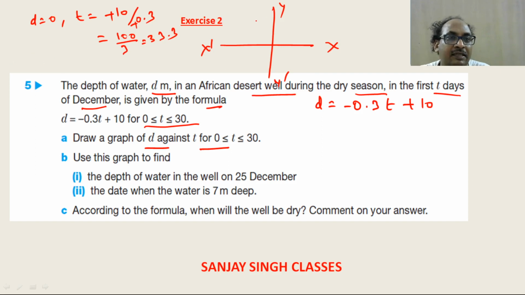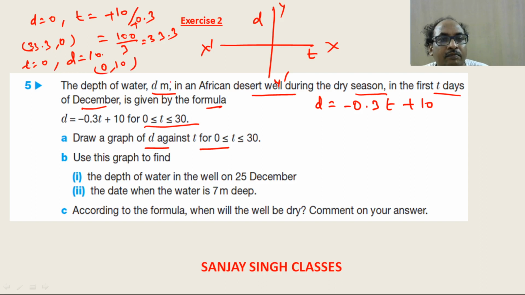So d will be here, and t will be there in days. We will be getting 33.3 and 0 as one point. Another point: when t is equal to 0, then d is equal to 10. So another point is 0 and 10, that is x equal to 0, y equal to 10, somewhere here.